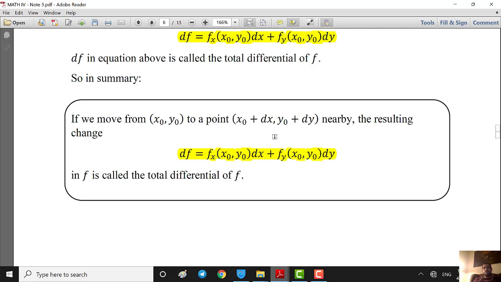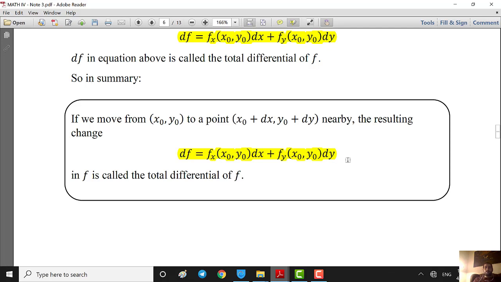Okay? So if you have a function f of two variables x and y, and x changes a little as dx, and y changes a little as dy, then the resulting change in the function f of x and y would be df equal to round f over round x evaluated at this point times dx plus round f over round y evaluated at this point times dy.